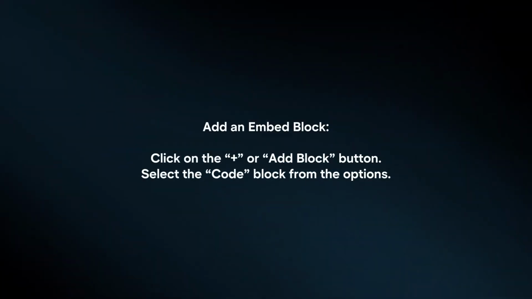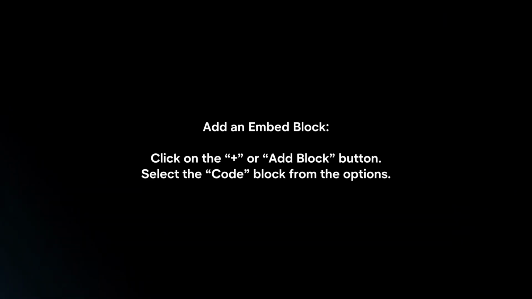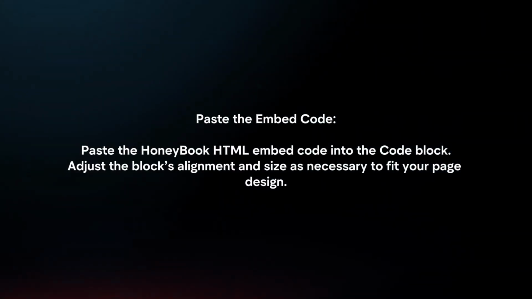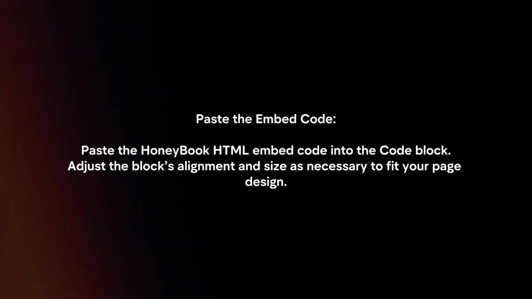Add an embed block. Click on the plus or add block button. Select the code block from the options. Paste the embed code. Paste the HoneyBook HTML embed code into the code block.